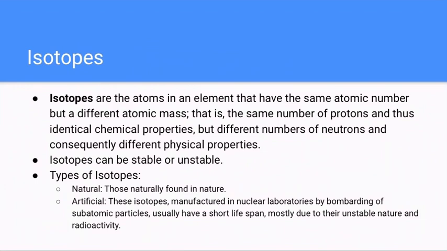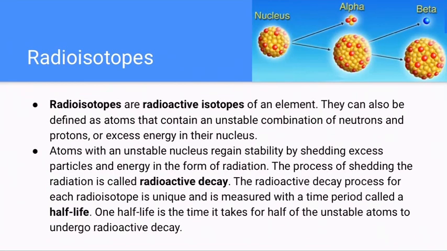Now that we have discussed the major parts of radioactivity, we're going to transition and talk about radioisotopes. But before we do that, we are going to define what an isotope is. Isotopes are the atoms in an element that have the same atomic number but a different atomic mass. They can be stable or unstable and can be formed naturally or artificially. If they are formed naturally, they are found in nature, and if they are formed artificially, then they are manufactured in a nuclear laboratory.